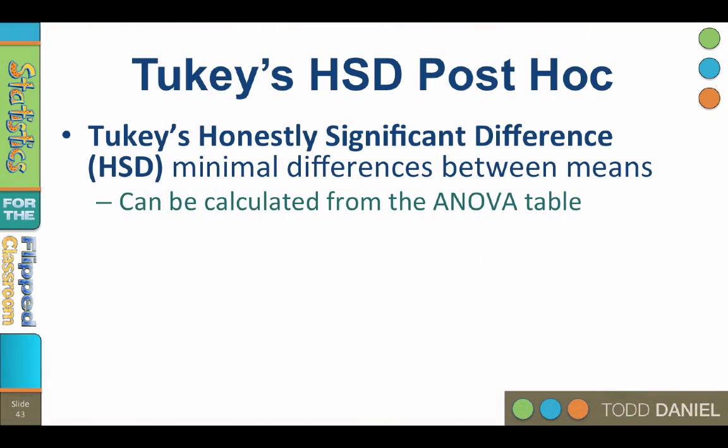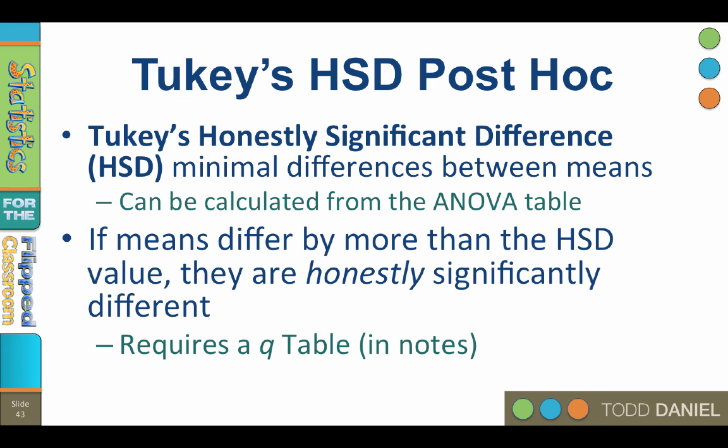Tukey's Honestly Significant Difference, or HSD, is the least amount that means must vary from each other to be truly different. The Honestly Significant Difference can be calculated with the information contained in the ANOVA summary table, the same information that we would use for calculating effect size, by the way. If the means differ by more than the HSD value, then they are honestly significantly different. That word honestly implies that the means may look different and yet not actually be different.